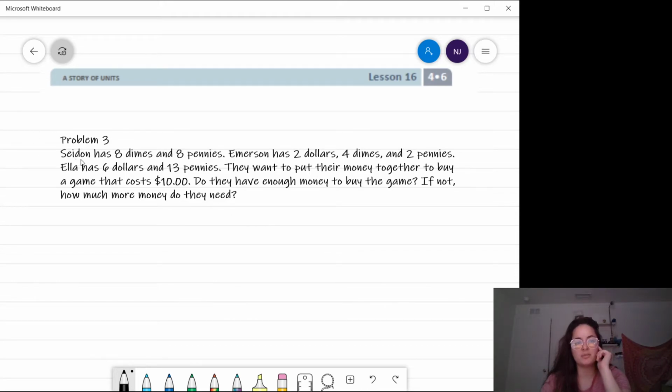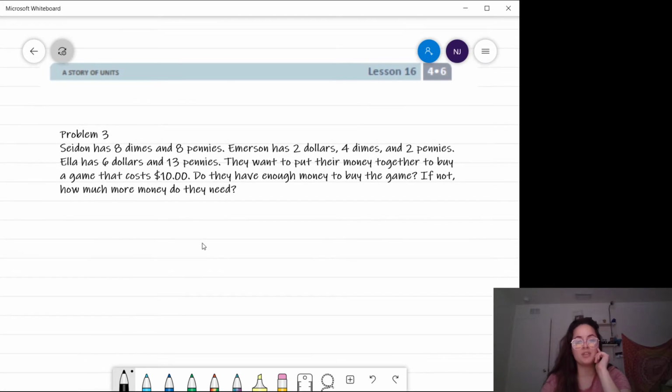So the question reads, Seiden has 8 dimes and 8 pennies. Emerson has $2, 4 dimes, and 2 pennies. Ella has $6 and 13 pennies. They want to put their money together to buy a game that costs $10. Do they have enough money to buy the game? If not, how much more money do they need?